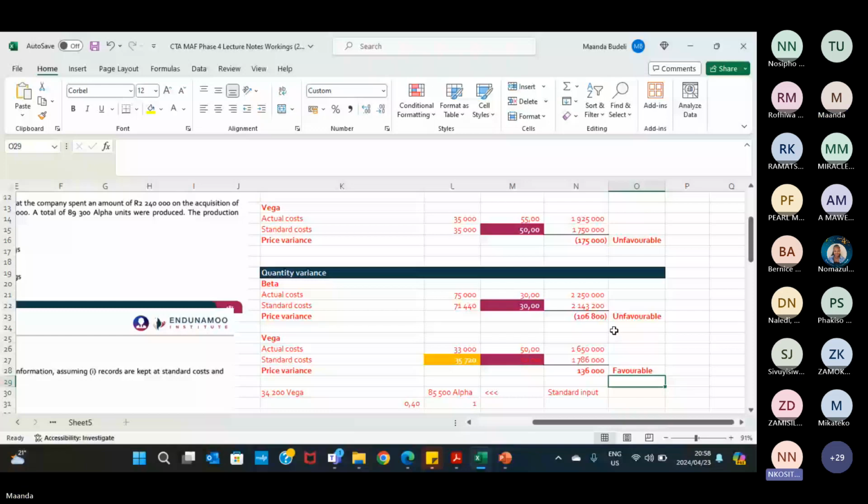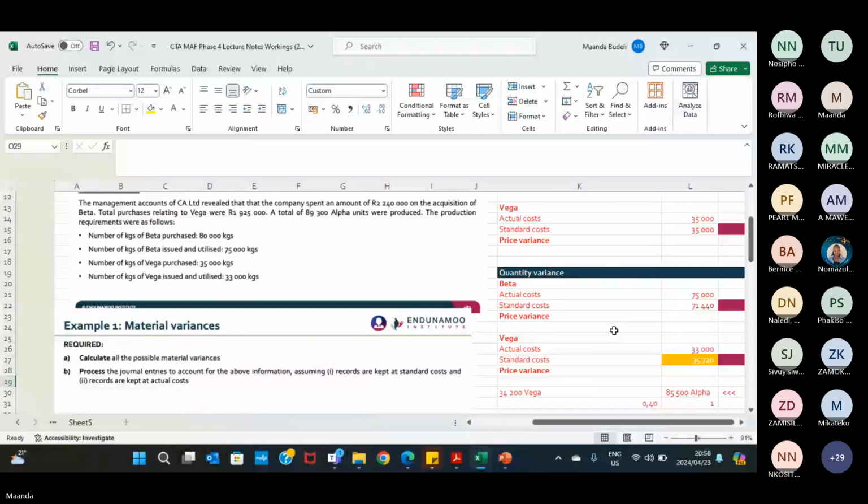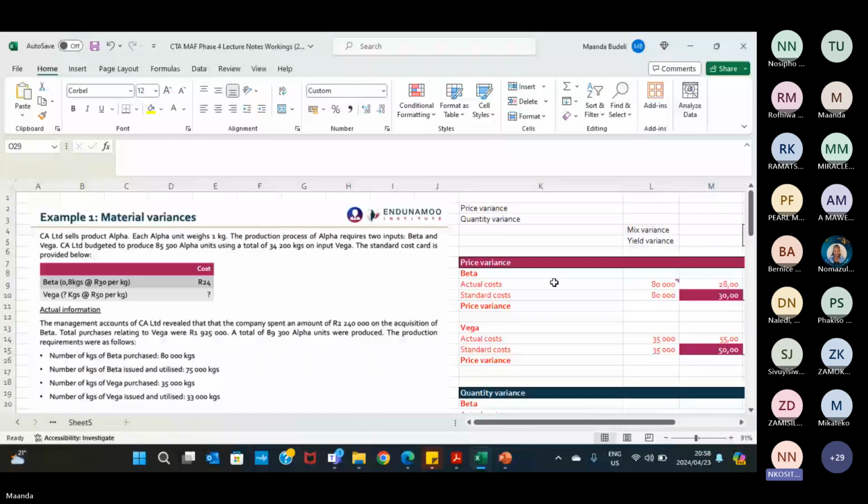Come through. Yes. Sure. The first sentence of the information told us that 1 kg produces 1 unit, 1 alpha unit. Then they go further to tell us that they use beta and vega for producing an alpha unit. Now, I was of the view that the mix of a beta and a vega should give us 1 kg. But now I see that I got it wrong.